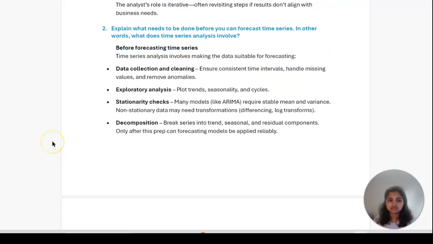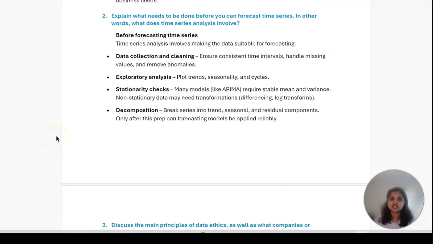Next question is, explain what needs to be done before you can forecast time series. Before forecasting time series, I'll make sure the data is ready, which means checking time intervals, handling missing values, and removing anomalies. I also look for patterns like plotting trends and seasonality.